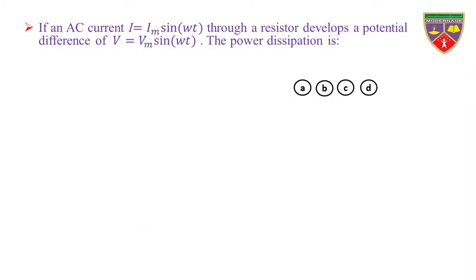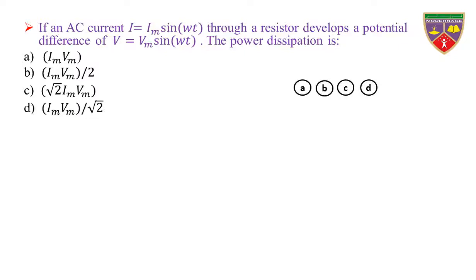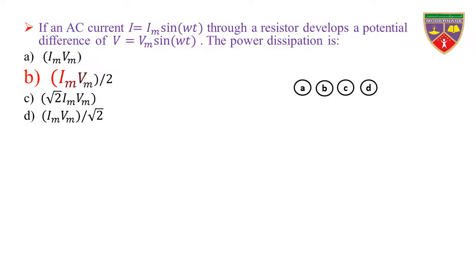If an AC current I is equal to Im sine omega t through a resistor develops a potential difference of V is equal to Vm sine omega t, the power dissipation is option A ImVm, option B ImVm divided by 2, option C square root of 2 ImVm, option D ImVm divided by square root of 2. The key is ImVm divided by 2. Therefore, the correct option is B.